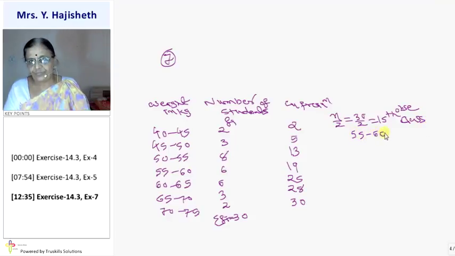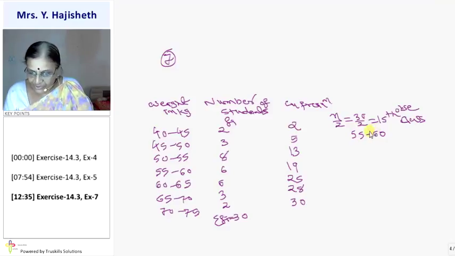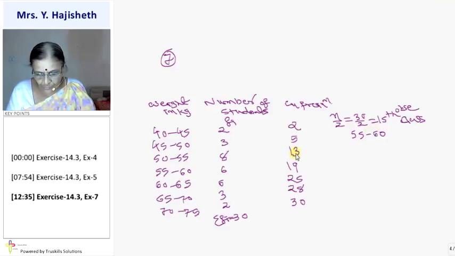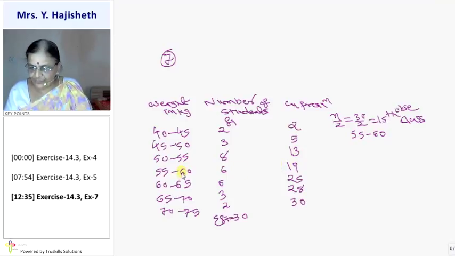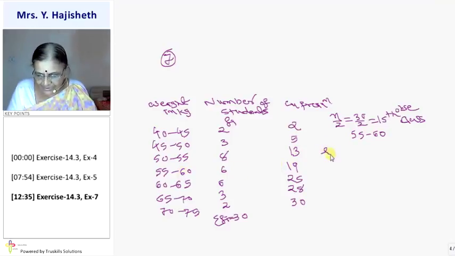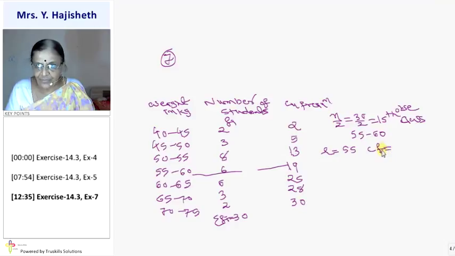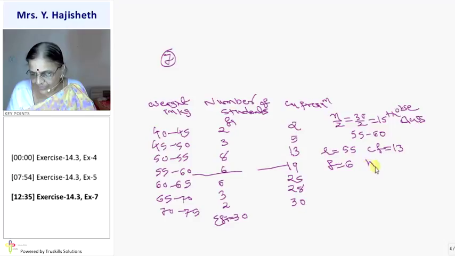See, your 15th observation is between 13 to 19, meaning the 4th class, so 55 to 60. So my L is 55, the lower limit. The cumulative frequency of the class preceding the median class: our median class is 55 to 60, the cumulative frequency before it is 13, and the frequency of that class is 6, and class length is 5. Everything is written. Now use the formula of median.